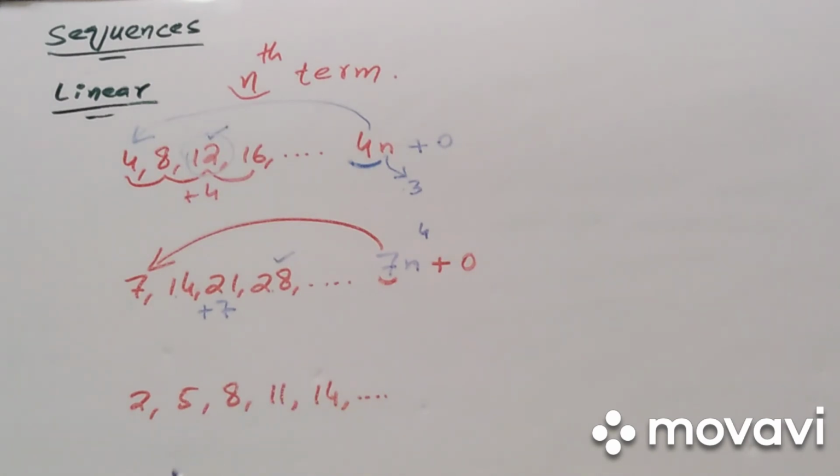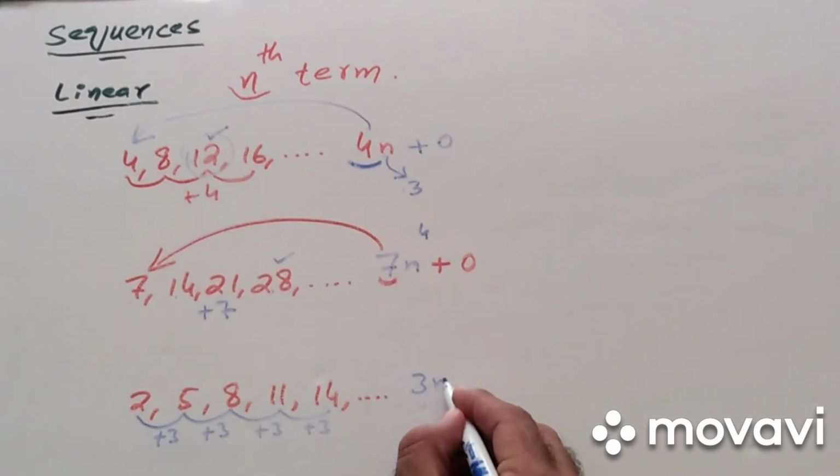If you move further, this time you can see this is not a particular times table, but there is a rule. The rule is, you can see from 2 to 5 you can add 3. From 5 to 8 you can also add 3. From 8 to 11 you can add 3. 11 to 14. So this time the rule is adding 3 every time. So what will be the general rule, what will be the nth term? Since it's adding 3, it will be 3 times n.